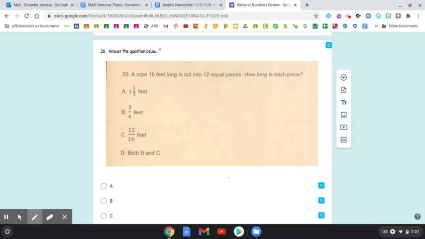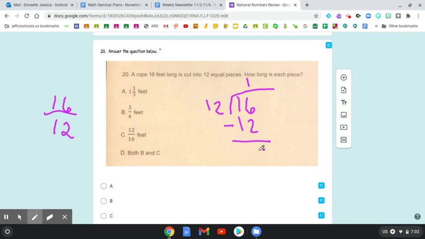And number 20, a rope is 16 feet long and it's cut into 12 equal pieces. How long is each piece? I had 16 feet. I'm cutting it or dividing it into 12 equal pieces. This would be the same as 16 over 12. But that's not a choice here, so I'm going to go ahead and do my long division and see what ends up working. 12 will fit into 16 once, which is 12. And I'm going to have 4 leftovers.